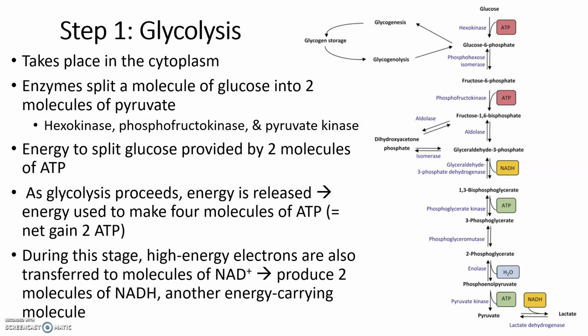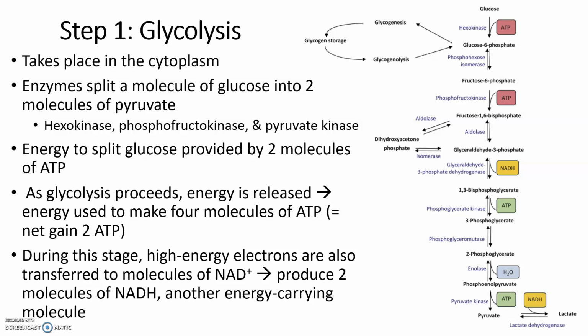Energy to split that glucose molecule is provided by 2 molecules of ATP, and as glycolysis proceeds, energy is released. That energy is used to make 4 molecules of ATP. So this is going to give us a net gain of 2 ATP, again, as we produced 4 molecules, but we needed to use 2 molecules to split that glucose molecule, giving us those 2 as our net gain.